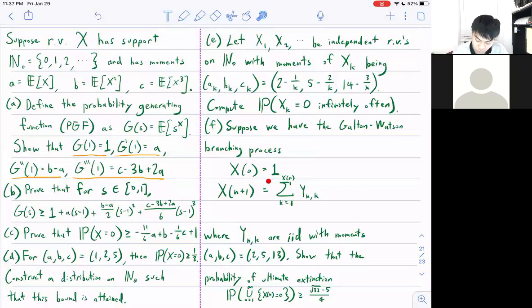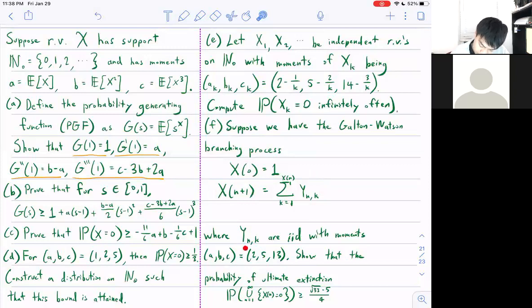But in any case, on the exam given to the students, they're given this definition where basically you're starting out with one individual, and then each individual gives birth to more individuals, and then those individuals give birth to even more individuals as well. And these births are occurring independently and following some distribution. So we denote that birth distribution with this Y_{n,k}. And then the entire process of the total number of individuals per generation is denoted by X.